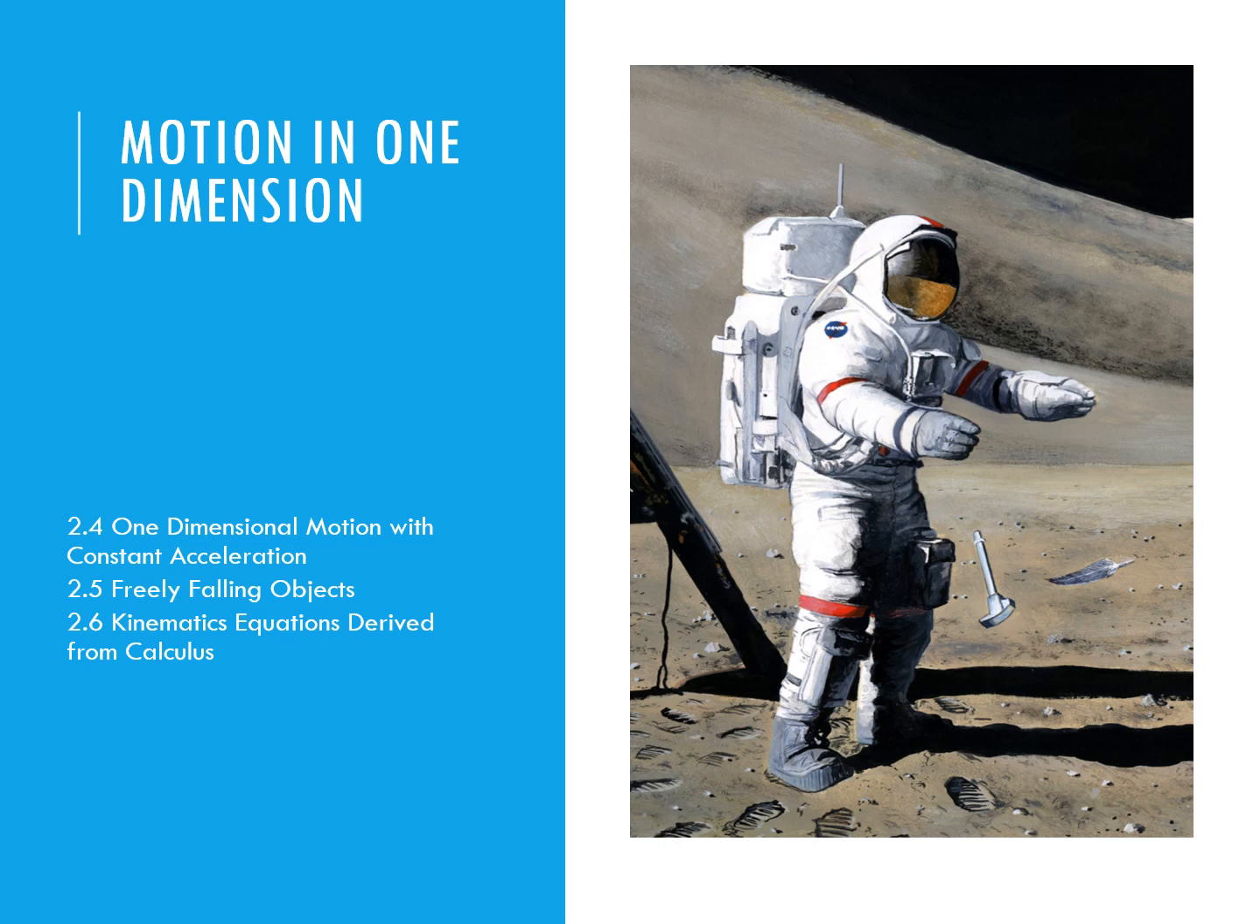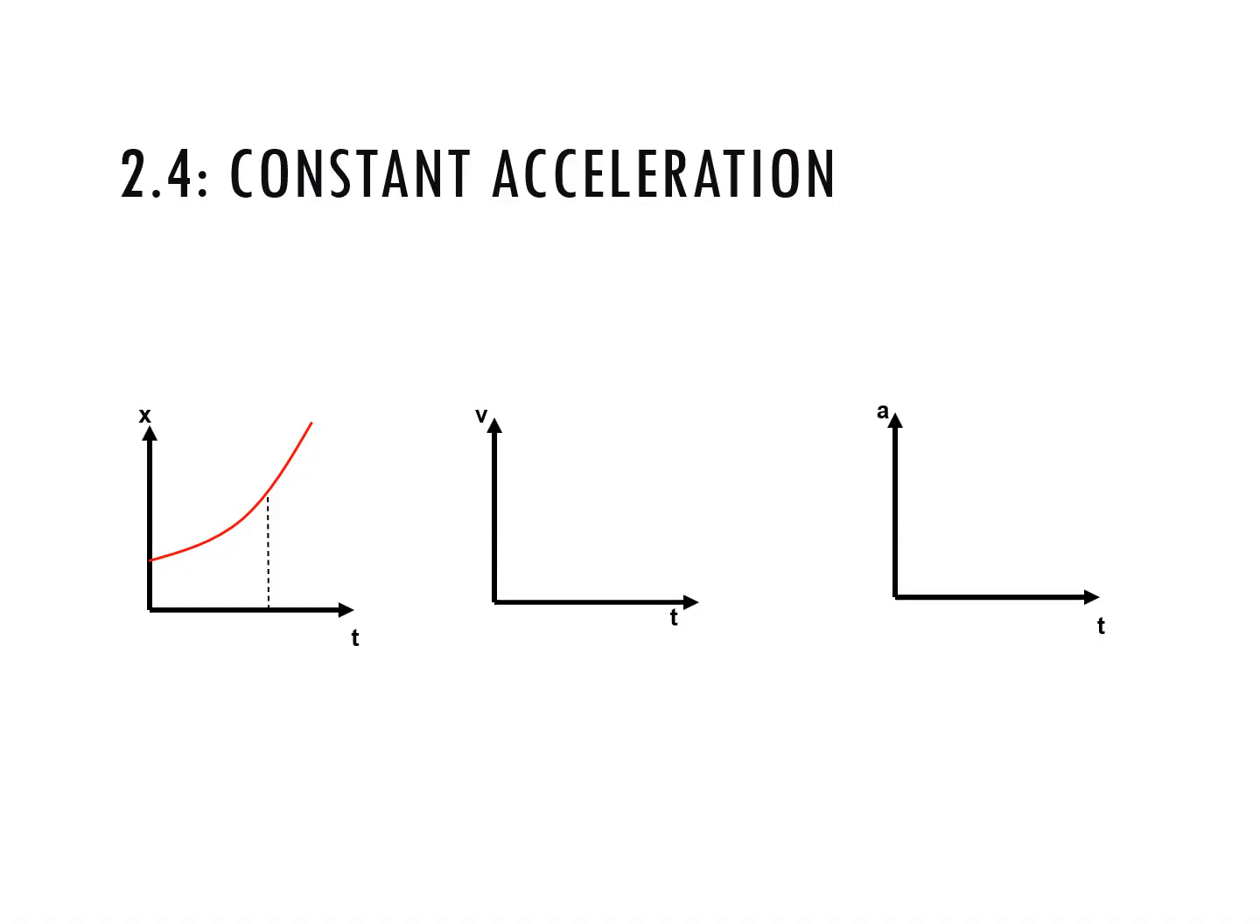Hello everybody! In this video lecture, we will discuss one-dimensional motion with constant acceleration, freely falling objects, and derivation of kinematics equations. There are three main ways to derive the kinematics equations for constant acceleration. First one is using the graphical representation of motion.